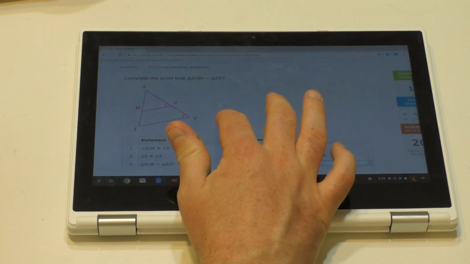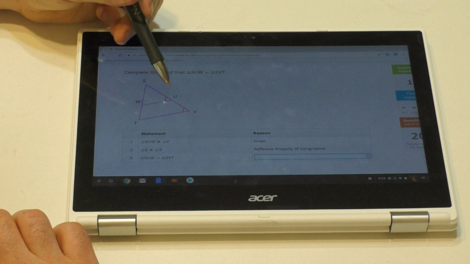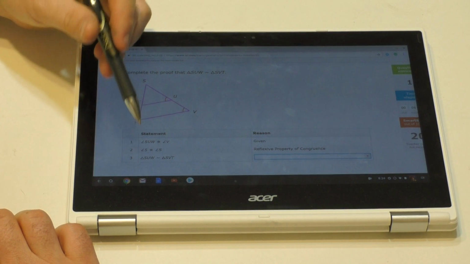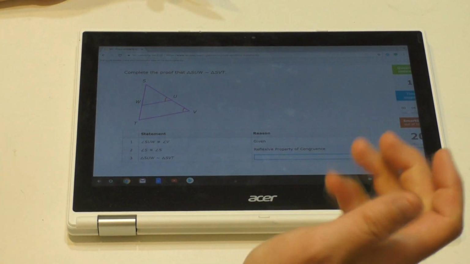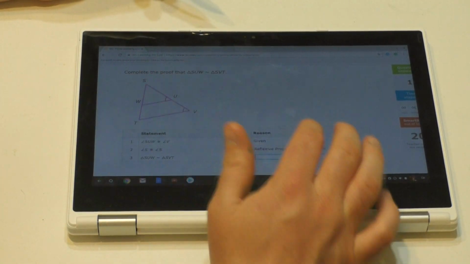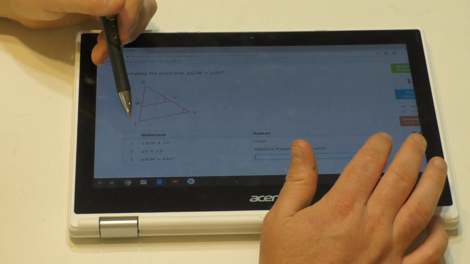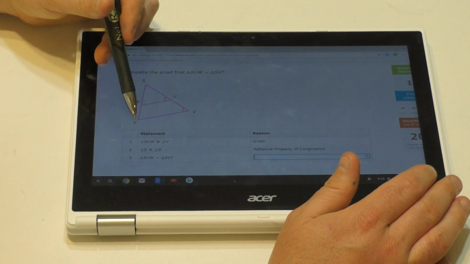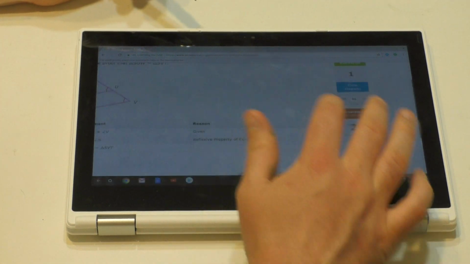Let's see one more from this. All right, so given, it says these two angles right here are equal. And then it says S is equal to S, by the reflexive property of congruence. Again, two angles on two triangles are equal, so this triangle and this triangle, SUW and SVT, are going to be similar to each other, again by AA similarity.